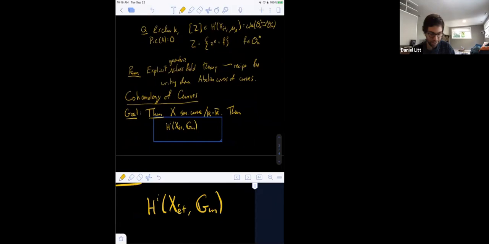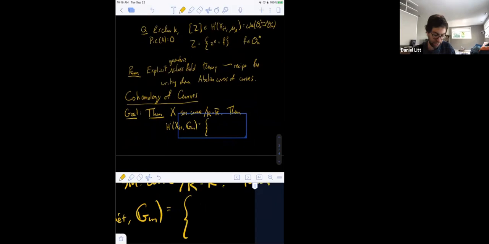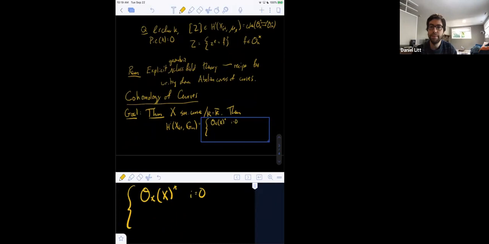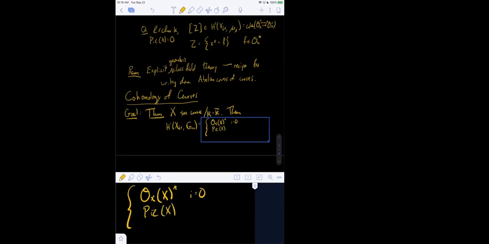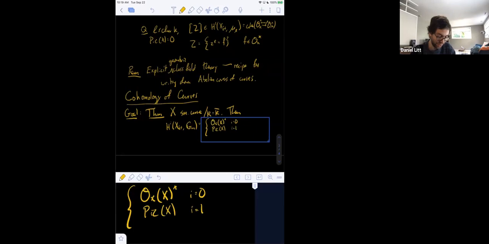So we already know what H^0 is. It's just global sections of G_m, which is invertible functions on X. We've just finished computing H^1. Can anyone remind me what it was? Yeah, it's Pic X. Okay, and then the hard part: we've done one and two, so the hard part is that it's zero if i is bigger than one. We've done this, and then this part is hard.